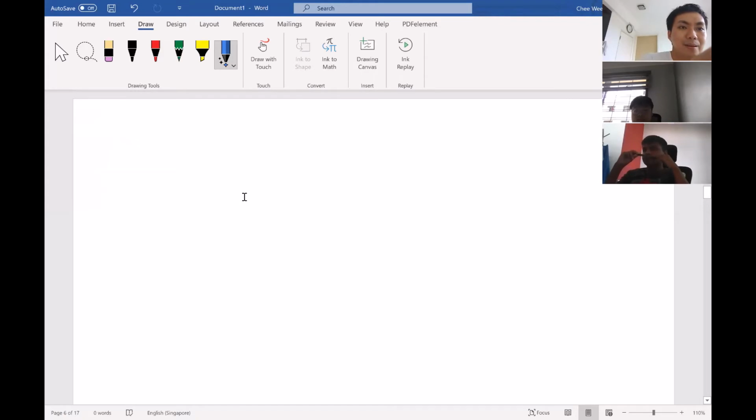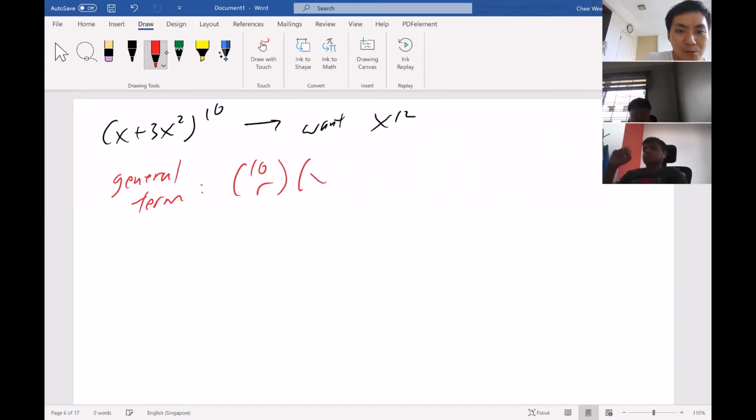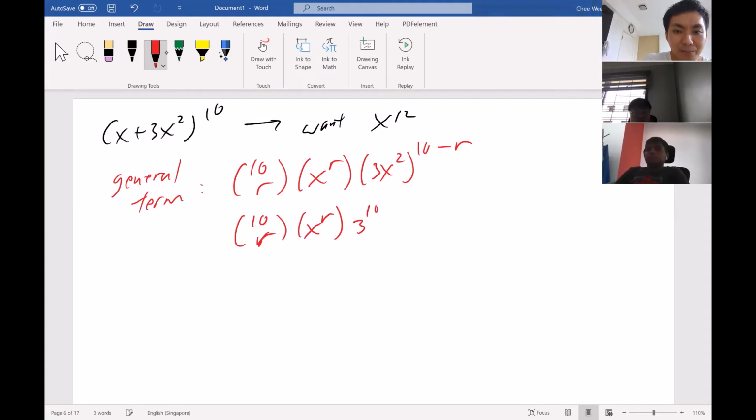Okay, so x plus 3x squared to the power of 10. Then the thing is 1x to the power of 12, which means that I will simplify and then let the power of x be 12 at the end of the day. That's all. Okay, so you just write general term. So it's 10 choose r, x to the power of r, 3x squared to the power of 10 minus r. Okay, so you must be confident in crafting this, of course. Then simplifying this, we will have 10 choose r, x to the power of r, 3 to the power of 10 minus r, x to the power of 20 minus 2r.